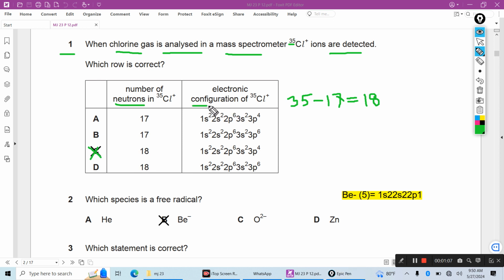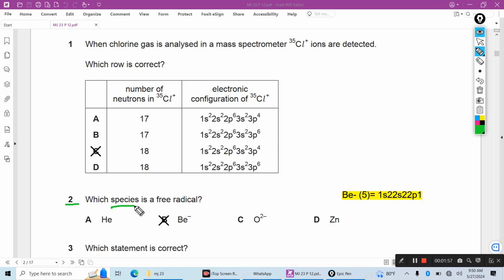But electronic configuration of chlorine plus: chlorine has 17 electrons, so chlorine plus means 1 electron less, 16 electrons. Now you see 1s2, 2s2, 2p6, 3s2, 3p4. So 2, 4, 10, 12, 16. C is the right answer. But here, 2, 4, 10, 12, 18 electrons, so this is wrong. D is wrong. This part is wrong. So C is the right answer.